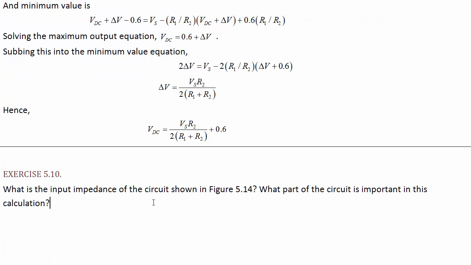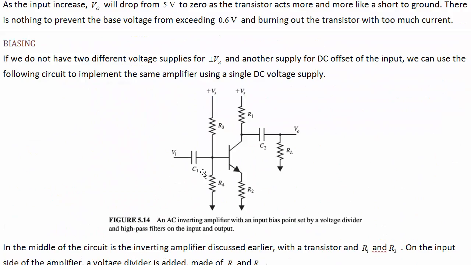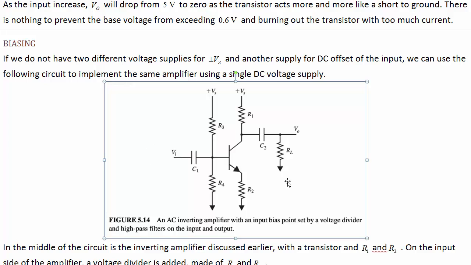Exercise 5.10. What's the input impedance of the circuit shown in figure 5.14? What part of the circuit's important in this calculation? So this just goes back to the inverting amplifier with the bias point again. But now from this perspective, what's the input impedance? You're going to have to consider the impedance of the capacitors and the impedance of the transistor there.